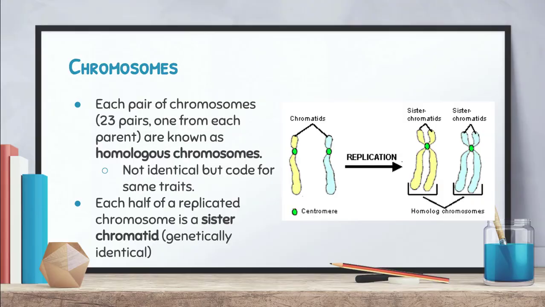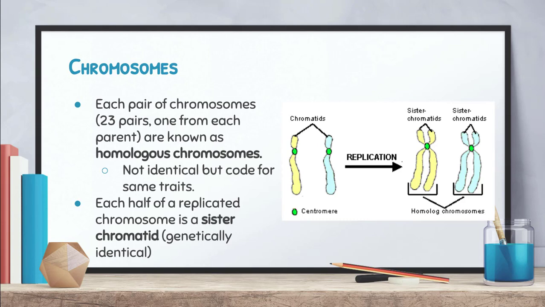So each pair of chromosomes, that is the 23 pairs, one from each parent, are known as homologous chromosomes. So you have two number 1 chromosomes, one from mom and one from dad. You have two number 2 chromosomes, and this continues all the way down until the 23rd pair. 23 pairs, one half of that pair comes from mom and one half comes from dad. Now, they code for similar traits, but they're not exactly identical. Because again, half come from mom, half come from dad. So they code for similar characteristics. They code for similar features.